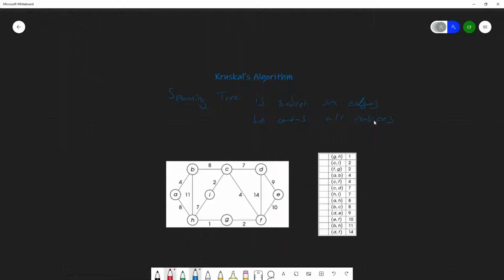Kruskal's algorithm specifically will find the shortest spanning tree. And in this case, shortest, we are going by weight. So we will look at all the edges' weights, and we will try to find the spanning tree whose total weight, if you add up all the edges, is the lowest. So the shortest spanning tree has the lowest edge weight sum.